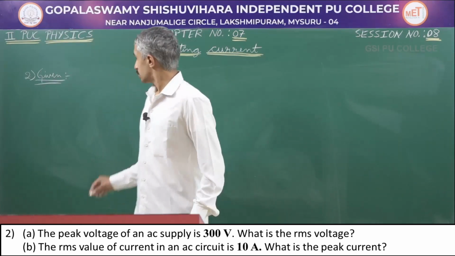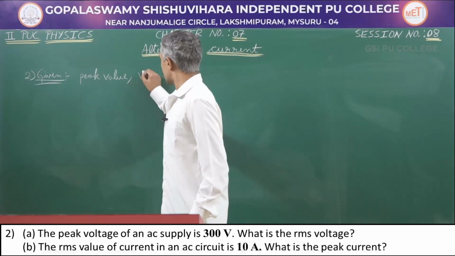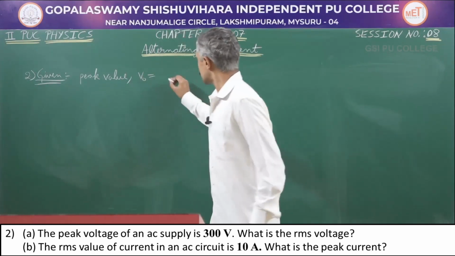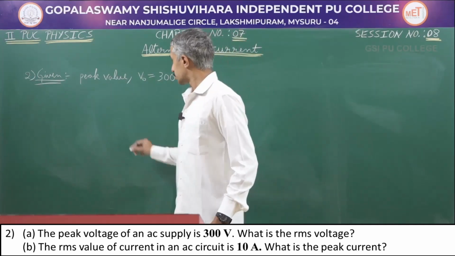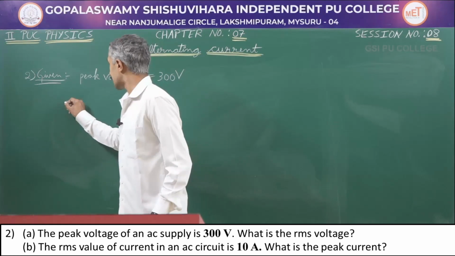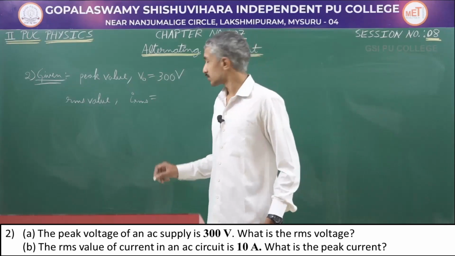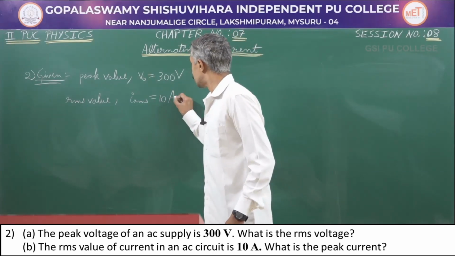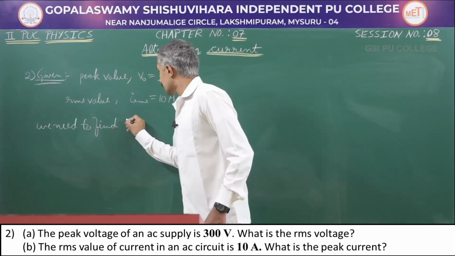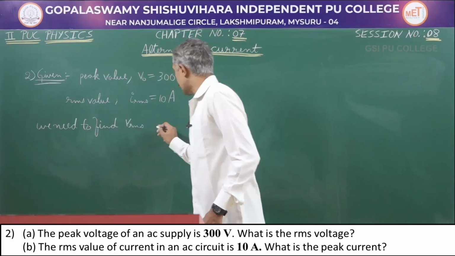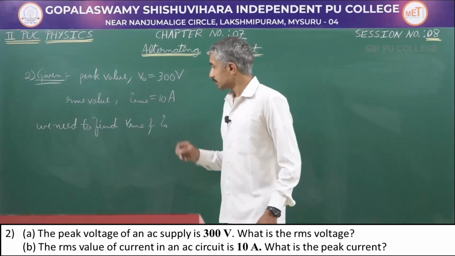Let us note down the data given. They have given us the peak value of the voltage. So peak value, I will note that as V naught, which is 300 volt. In the second sub question, they have given us the RMS value of current, I RMS, which is 10 amperes. We need to find the RMS value of the voltage and the peak value of the current. It's a very simple question.